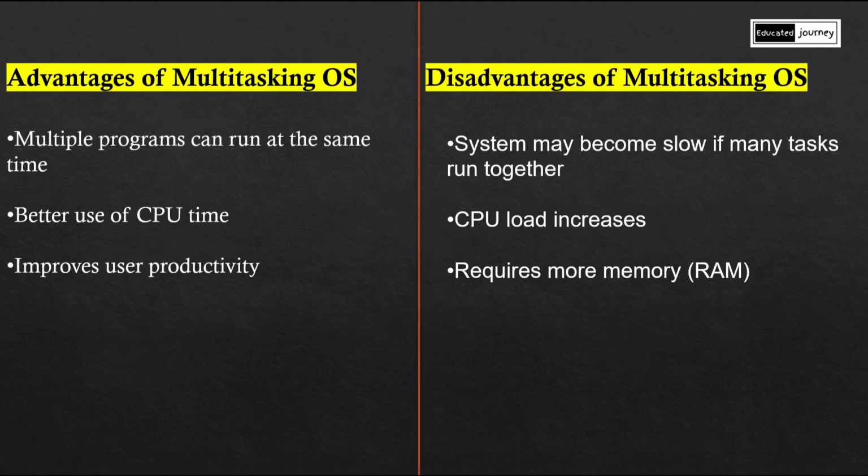Disadvantages of multitasking operating system. If too many tasks run at the same time, the CPU may become slow. This is because all tasks are competing for the same CPU. Multitasking also increases CPU load and can cause heating issues. And it requires more memory because many programs need to stay in the memory together. So the conclusion is, on slow or low end systems, multitasking can cause lag and reduced performance.